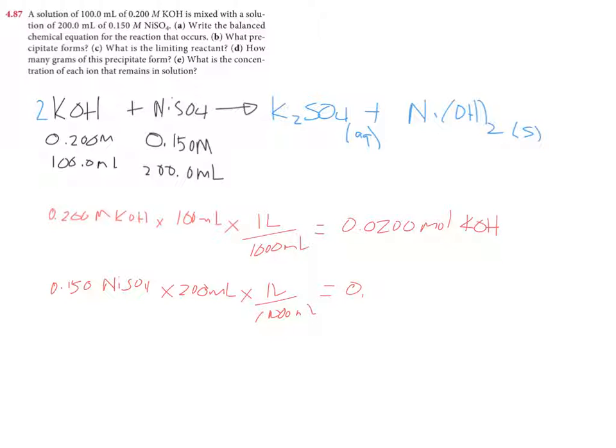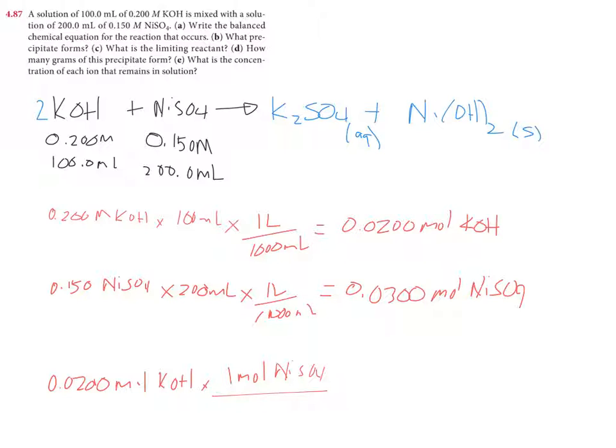Now, some of you are going to be able to see right away which is the limiting reactant, but I'm also going to show you how to make that calculation and draw the conclusion based on your calculation. So if we have 0.02 moles of potassium hydroxide, we're going to multiply by a mole ratio of 1 mole of nickel sulfate for every 2 moles of potassium hydroxide. That came right from the balanced equation right up here.